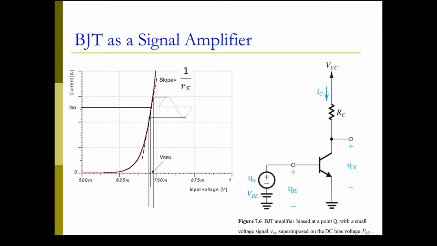Now this change will happen along this line. This line is a slope, which can be defined as 1 over r_pi here. We're going to talk more about this r_pi. This r_pi is the slope of this EBJ characteristic at that particular point. This is the working point, and it gives us a varying base current.